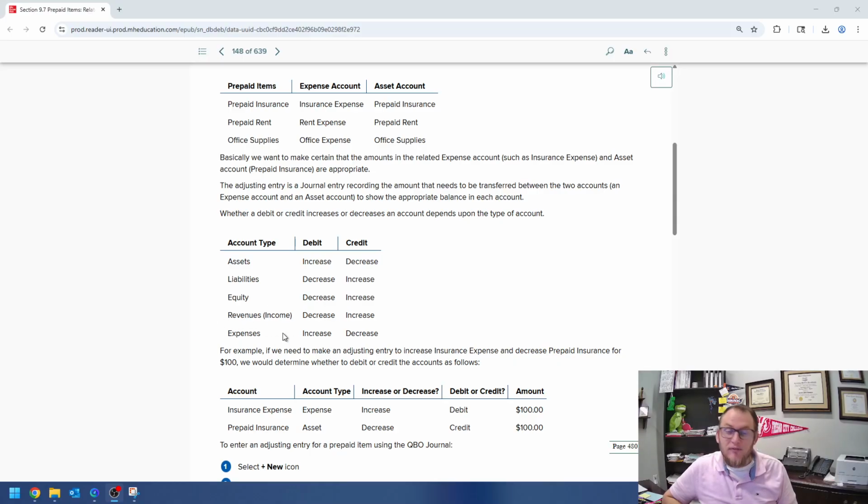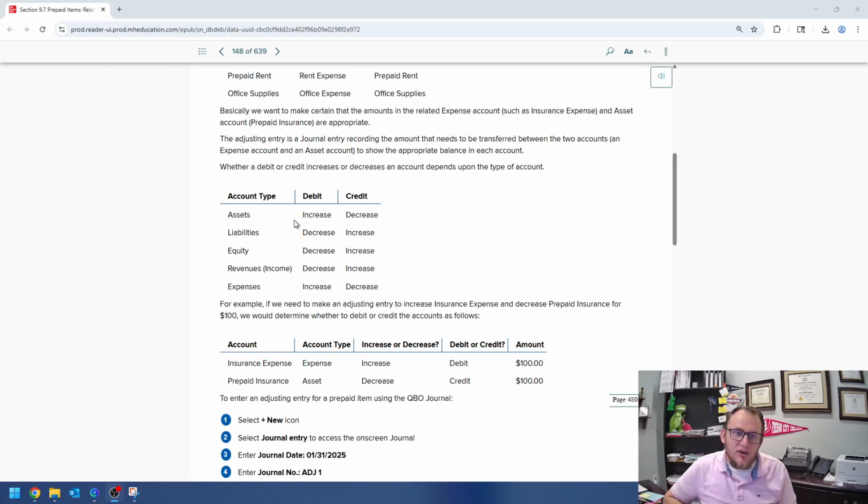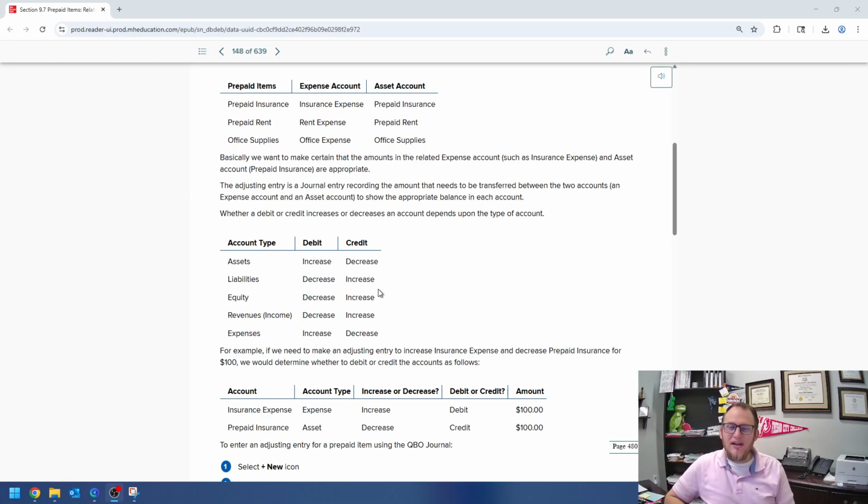Revenues and expenses are going to be on your profit and loss statement. Revenues, or your income, have a natural credit balance. So a debit posting to revenues is going to decrease the account balance, where a credit posting is going to increase it. And expenses have a natural debit balance. So if you want to increase an expense, you have to debit the account. And if you want to decrease the expense, you have to credit it. So use this chart here to think about which way you need to book your entry if you want to increase or decrease the expense accounts or the asset accounts.